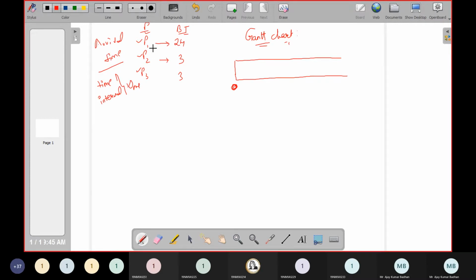So in first come first serve, the first process we have here is P1. So we will be allocating process P1 here. Now how much time have I allocated to this? How much time does this particular process require? 24 milliseconds. So from here to here, 24 milliseconds of time is required by the process P1 for execution.